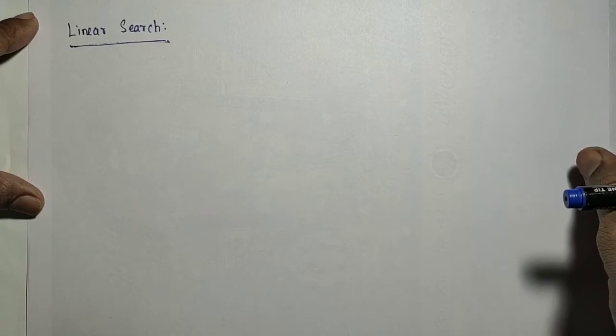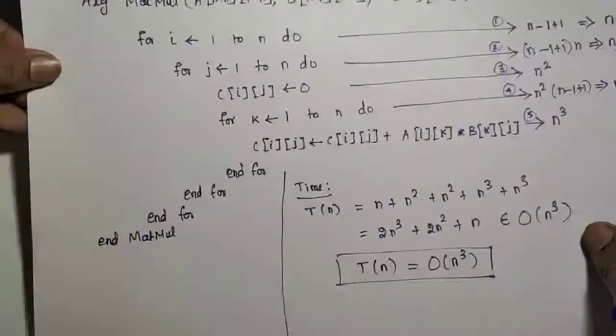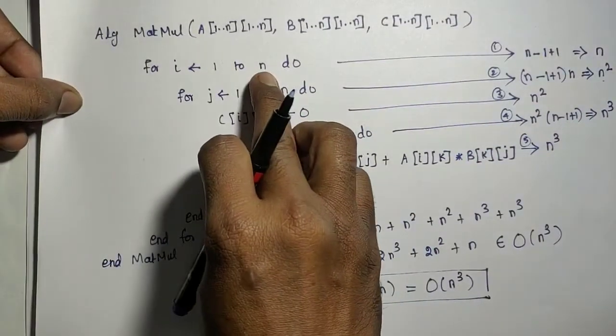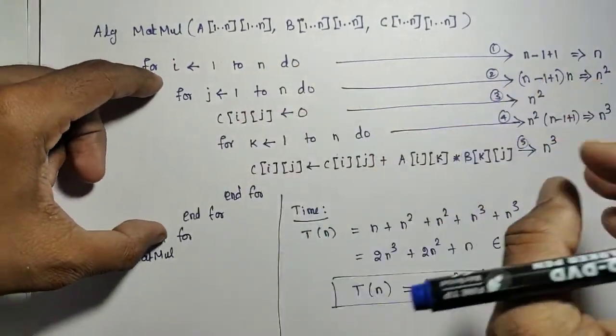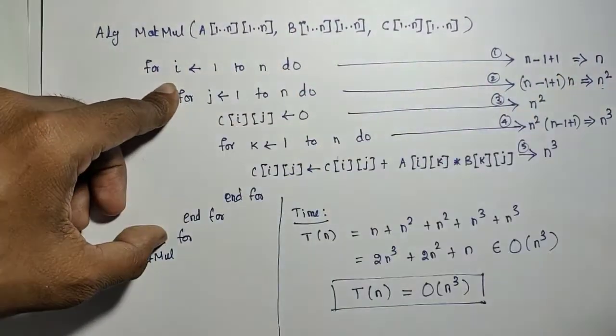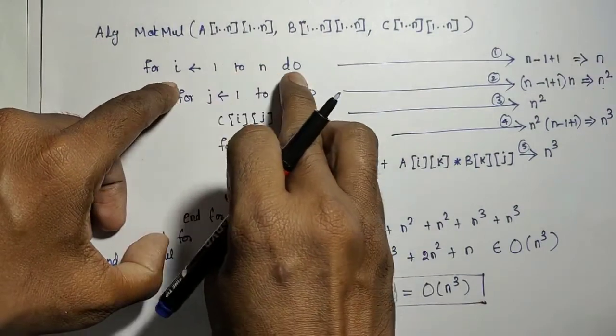We will discuss another example for analyzing the time complexity, which is a linear search. In previous examples, matrix addition and multiplication and sum of n numbers, the number of iterations is fixed. It means the loop is going to be executed a fixed number of times. For example, here for i equal to 1, the loop is compulsorily going to be executed n times: i equal to 1, i equal to 2, i equal to 3.